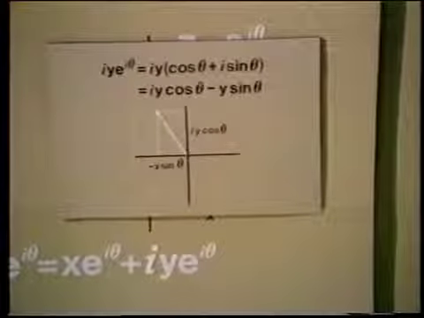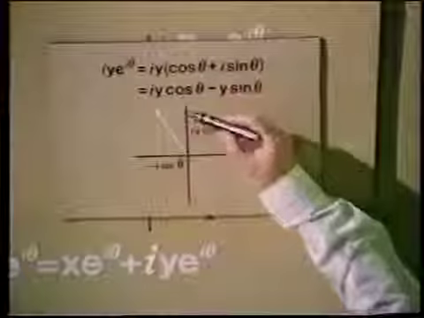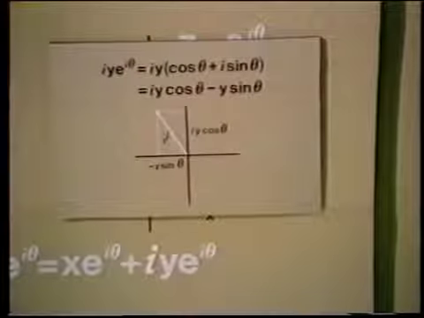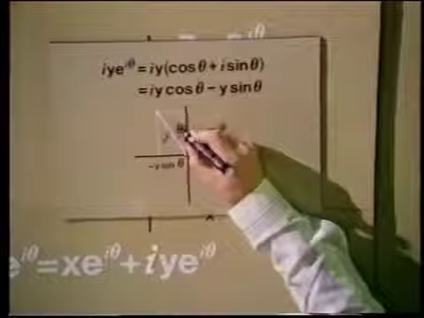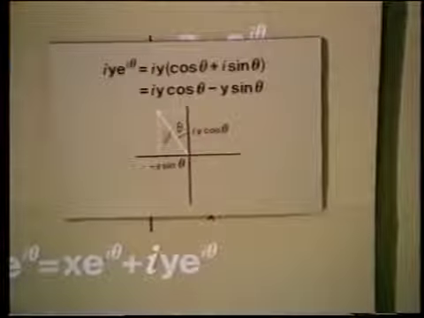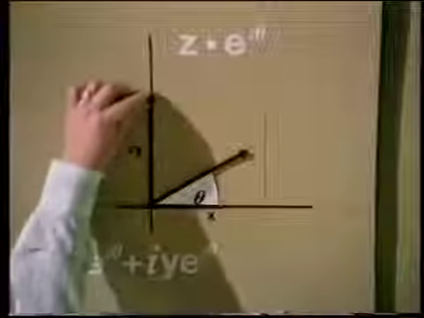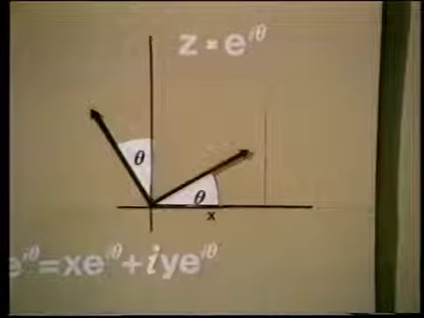OK, let's look at this rectangle. This side has length y sine theta and this one y cos theta. So the diagonal, that's length y. And where's the angle theta this time? Well, it's just the angle to the imaginary axis. OK, let's put that back onto our diagram. iy e to the i theta has got an angle theta with the imaginary axis.